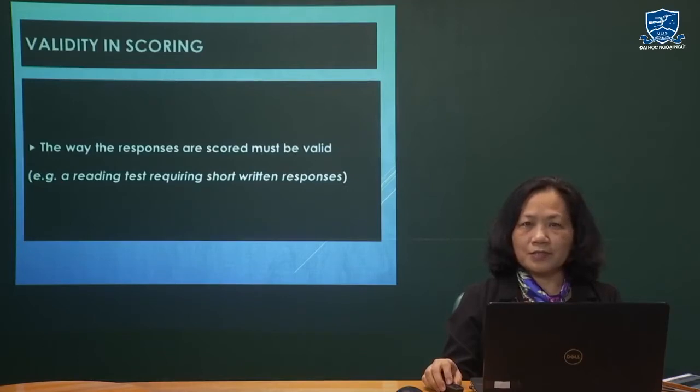This is quite simple. Validity in scoring. Even though the test is valid, the content of the test is valid, and the test has criterion-related validity, if the scoring is not valid, then the results of the test cannot provide useful and meaningful information.